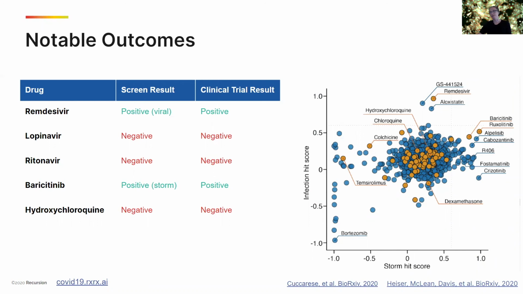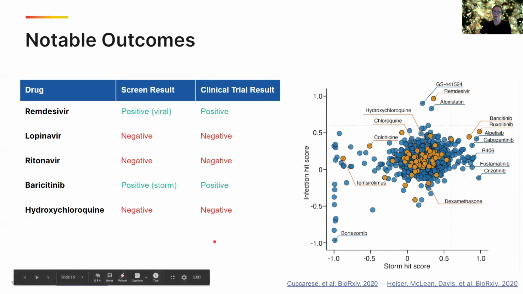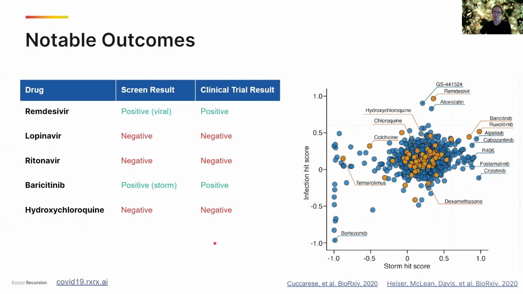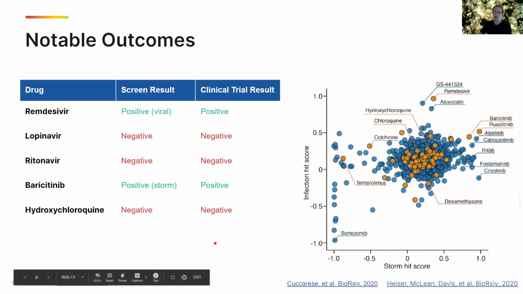When we ran these screens, we included any compounds that we could find that were headed into clinical trials. Now that some of those clinical trials have read out, we have a good idea of how well this screen worked. So notably, compounds such as remdesivir and baricitinib showed positive results in our screen and also had positive outcomes for patients in clinical trials. Also, importantly, compounds such as lopinavir, ritonavir, and hydroxychloroquine showed negative results in our screen and did not show positive outcomes for patients in clinical trials. So this suggests that we were able to extract disease and biologically relevant information from these data sets.